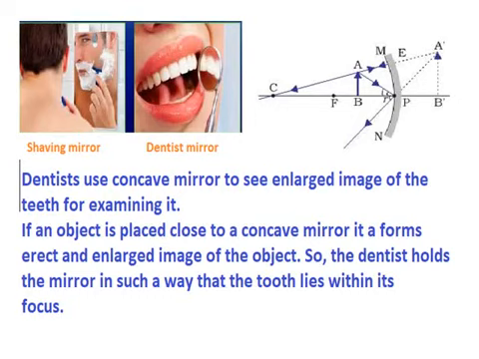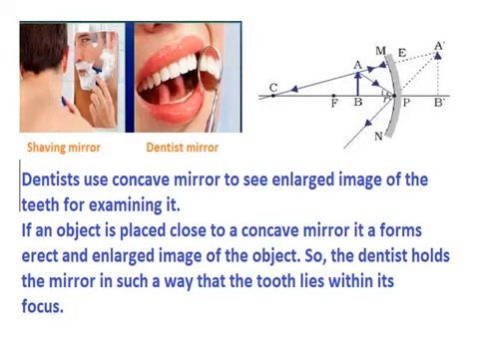And where should the object be placed? Look at the ray diagram here. When the object AB is kept between the pole and the focus, then it gives the image A dash B dash, which is on the right side of the mirror. That means a virtual image. And comparing AB with A dash B dash, it is enlarged.